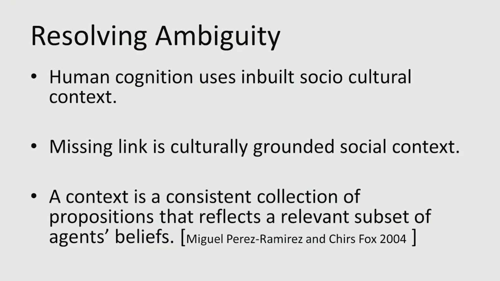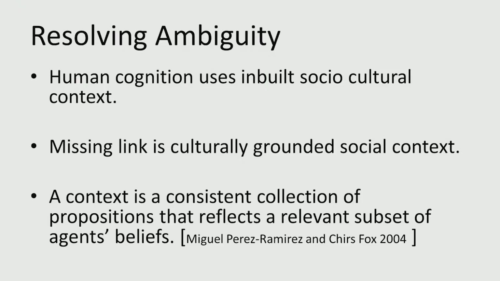Now, what is the problem? What is the precise problem, and what do we need to do to train machines to get these interpretations? See, there is one thing which human mind is loaded with, that human cognition uses inbuilt socio-cultural context. That is, these sentences have got context with them, and these interpretations human mind arrives at in these contexts, whereas the missing link for machines is these culturally grounded social contexts. Sometimes these contexts are probably culturally grounded, sometimes they are plain social contexts.